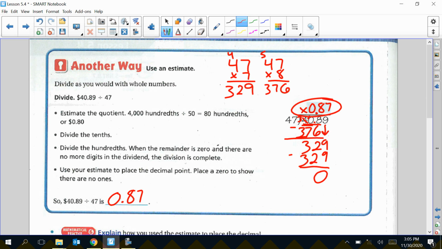Or, because we're dealing with money, $40.89, we have 87 cents is our answer.